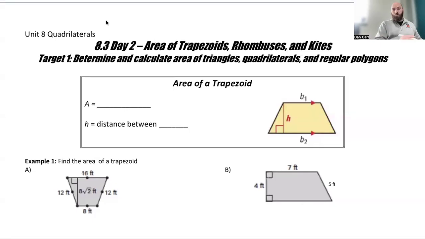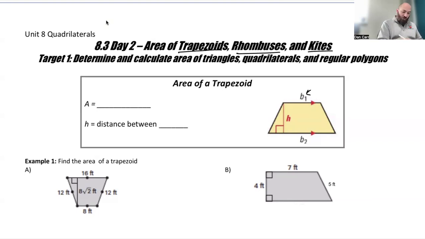Today we're going to be looking at 8.3 day 2. We're going to continue with our area. In this case, we're going to be doing trapezoids, rhombuses, and what's called kites. Okay, so the first one is an area of a trapezoid. First of all, let me just help you identify what is a trapezoid.